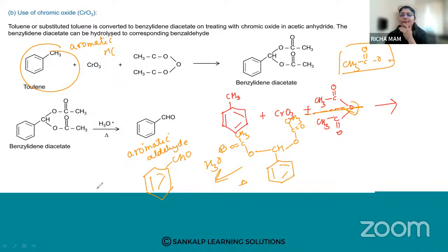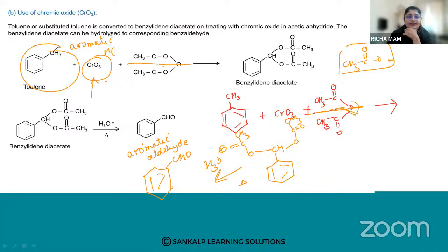Is it clear? So what we are doing, we are taking toluene, we are taking an oxidizing agent. Okay. Now what will happen? So this is your acetic anhydride. So your acetyl groups are shared.